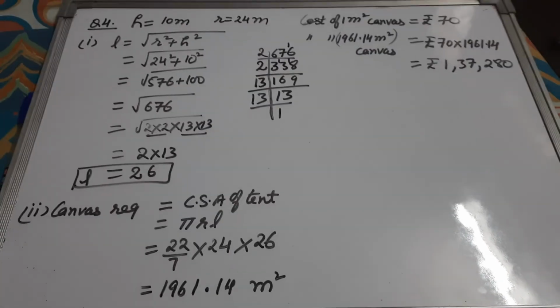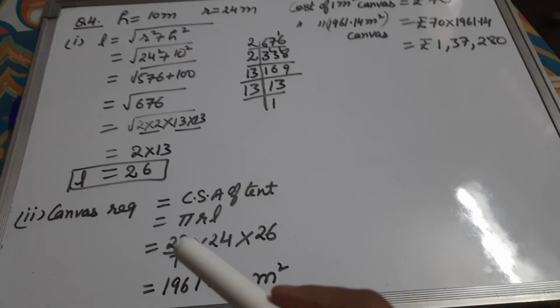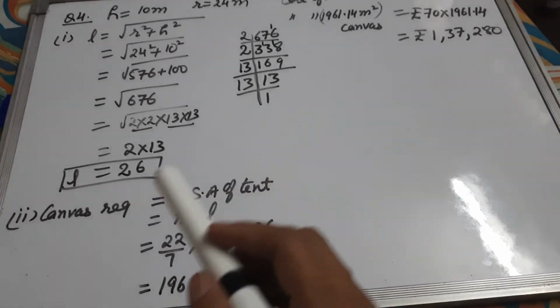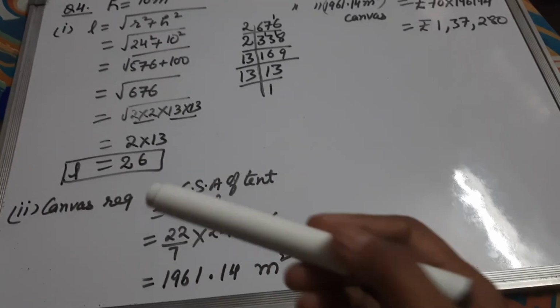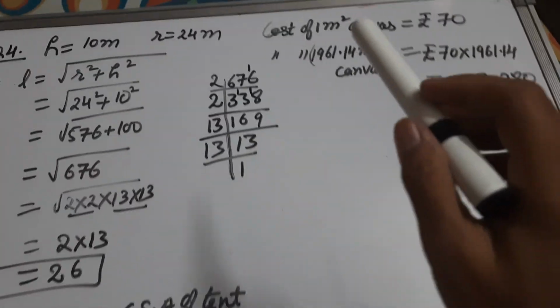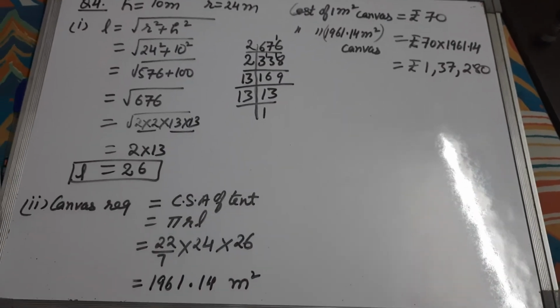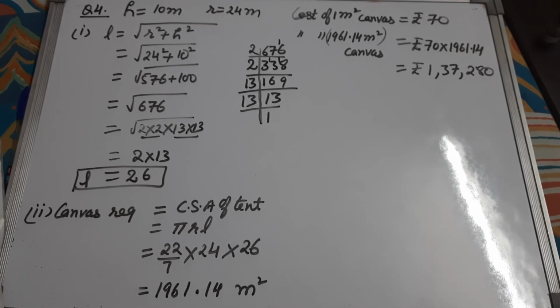So I hope the question is clear to you. First of all, in the first part, find out slant height. Then to make a tent you need to find out the curved surface area, how much canvas we need. After this, the cost of 1 meter square canvas is rupees 70, so the cost of that much canvas will be this. So I hope it is clear to you. So try the questions yourself.